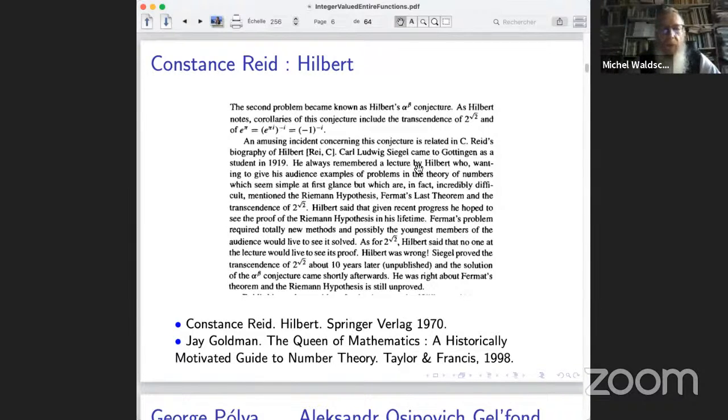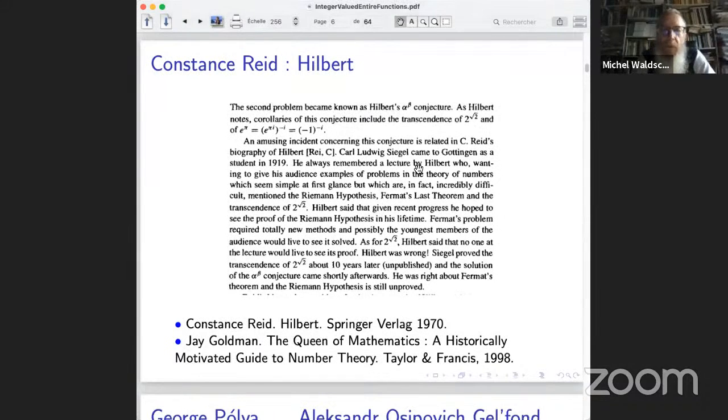And Hilbert mentioned 3 open problems in number theory. The first one was the Riemann hypothesis. The second was Fermat's last theorem. And the third was the transcendence of 2 to the power square root of 2. Hilbert said that given the recent progress, he hoped to see the proof of the Riemann hypothesis in his lifetime. He said that Fermat's problem required a totally new method, and possibly the youngest member of the audience would live to see it solved.